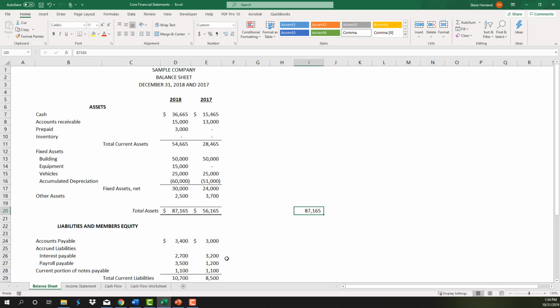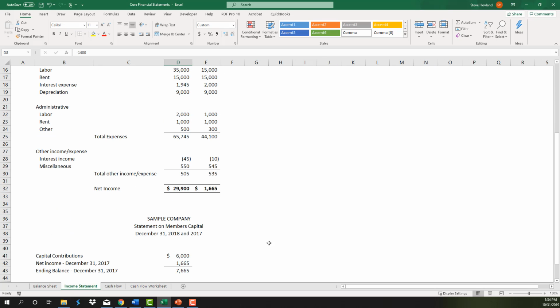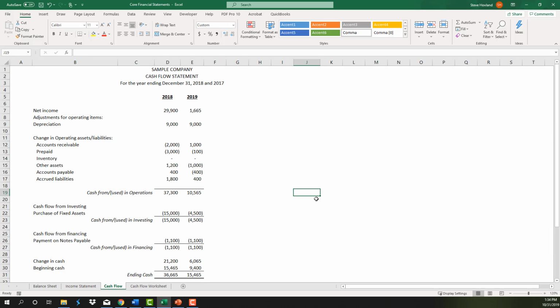It's hard to enter, so it's not linked into anything. Our total equity is currently $37,565. So I'm going to put that off to the side. Then I'm going to come over here to our income statement. I'm just going to take the net income. So right now the net income is $29,900. And again, all these numbers I'm putting off to the side, these are before we put in the transactions. Cash flow statement.